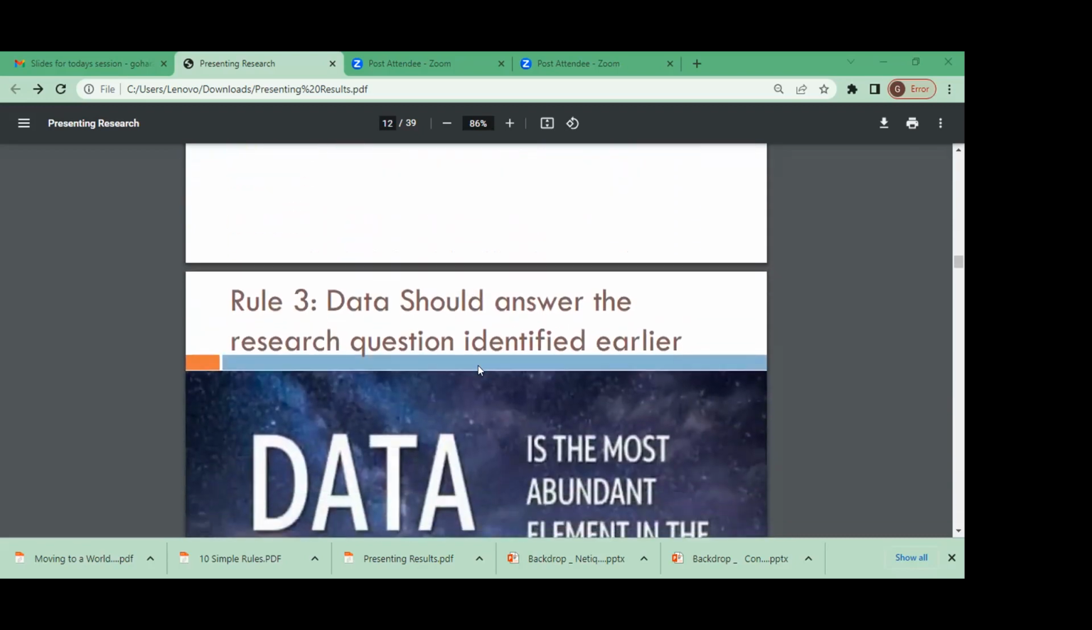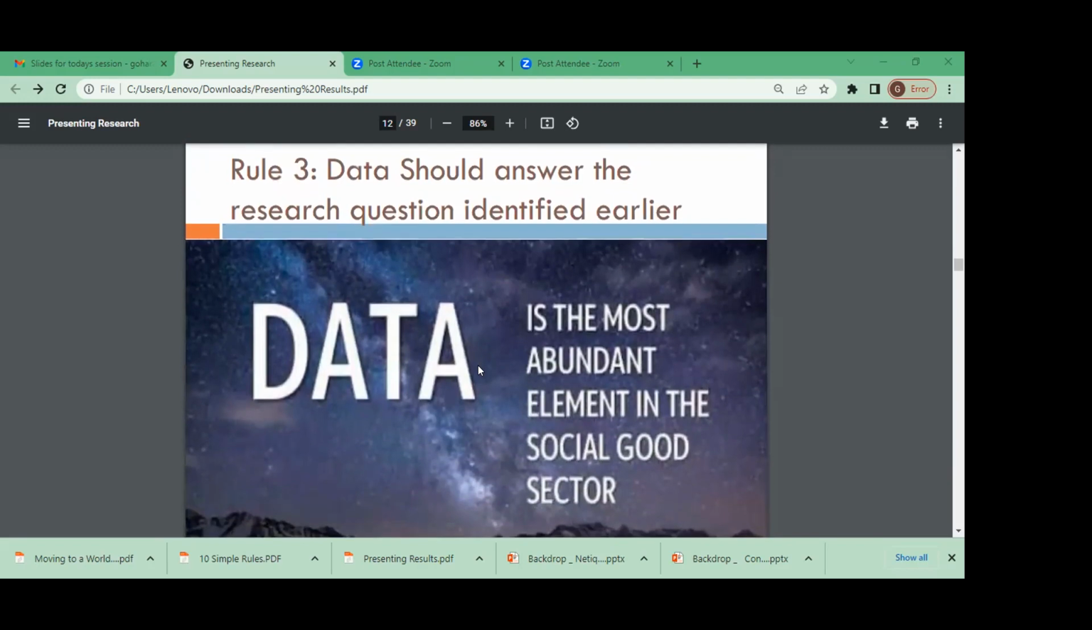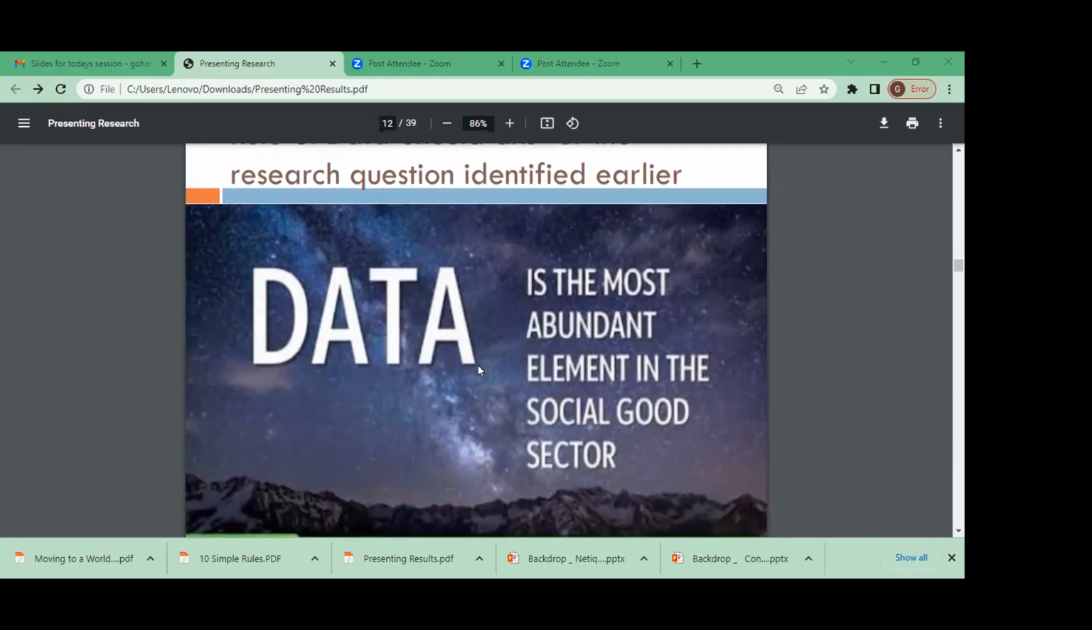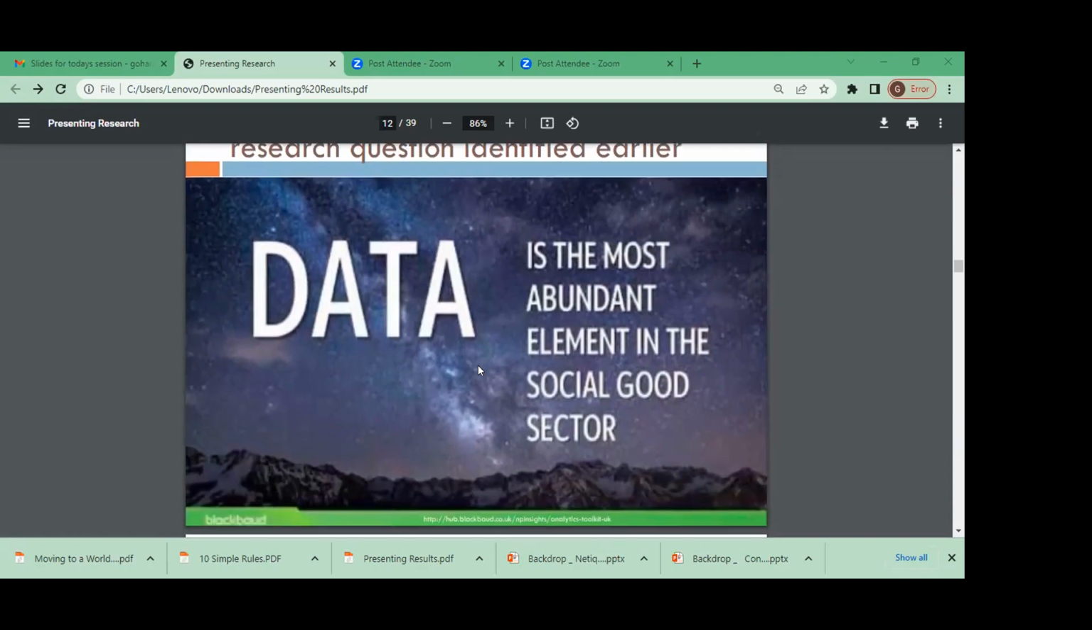So, the third rule is that the data should answer the research question identified earlier. Right now, we understand data is the new oil. Data is the most abundant element in the social goods sector. Right now, you talk about Facebook, you talk about Google, you talk about Twitter, all those big tech giants. They are earning money out of the data that we provide them all the time, right?